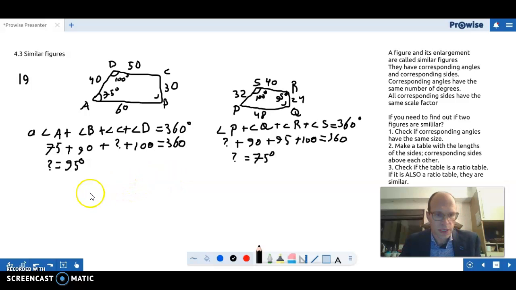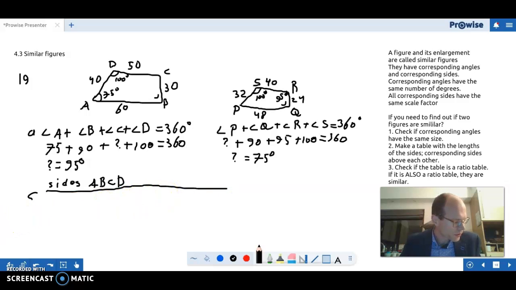And we need to go to C, we need to fill in the table. We have the sides of the quadrilateral ABCD, and we have the sides of the other quadrilateral, and that is PQRS.